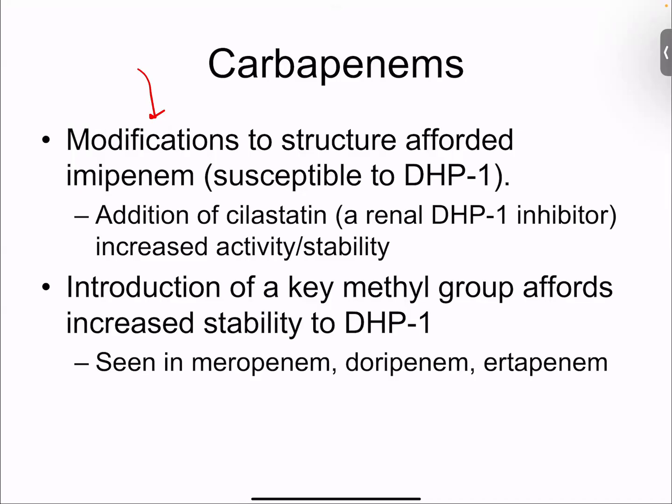Combining cilastatin, which has absolutely no antibacterial activity, with imipenem, this modified thienamycin derivative, ultimately afforded us Primaxin. Primaxin was the first carbapenem that became available for clinical use. And then imipenem inspired the production of some of the latter carbapenems as well.